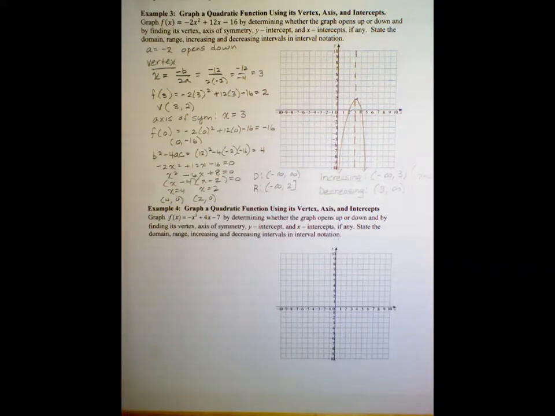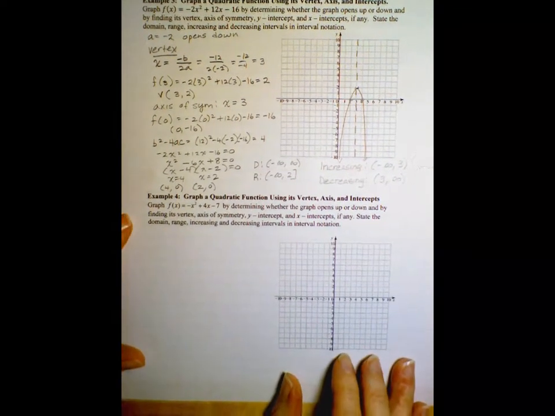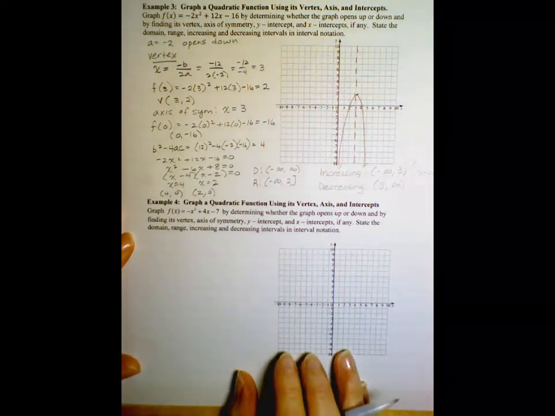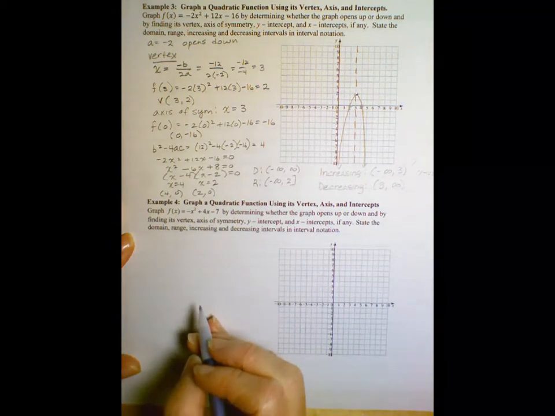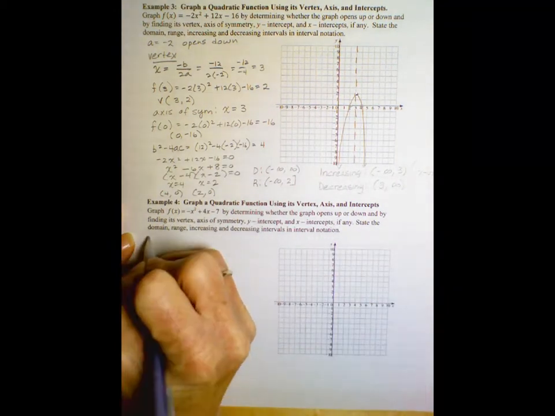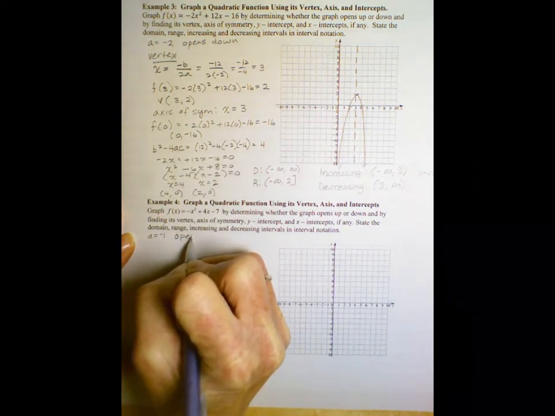We are continuing with Chapter 4 on linear and quadratic functions, Section 4.3, quadratic functions and their properties. We're on example 4. We want to graph a quadratic using its vertex, axis, and intercepts. So this is that second method of graphing where we use the equation for the vertex. So we'll start by determining the direction of opening. A here is -1, so it opens down.